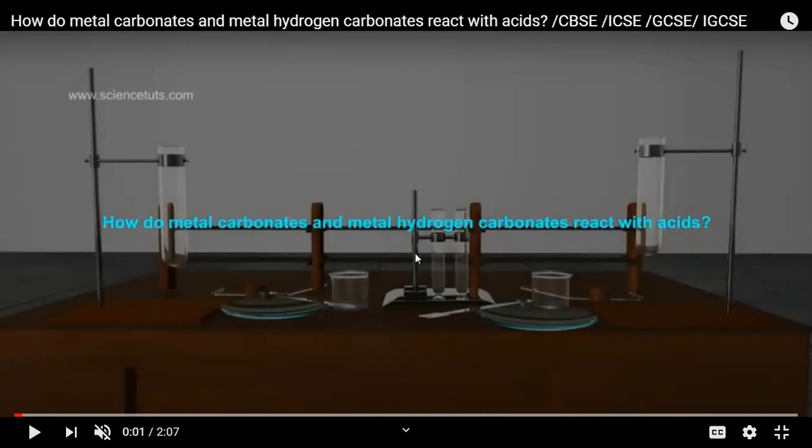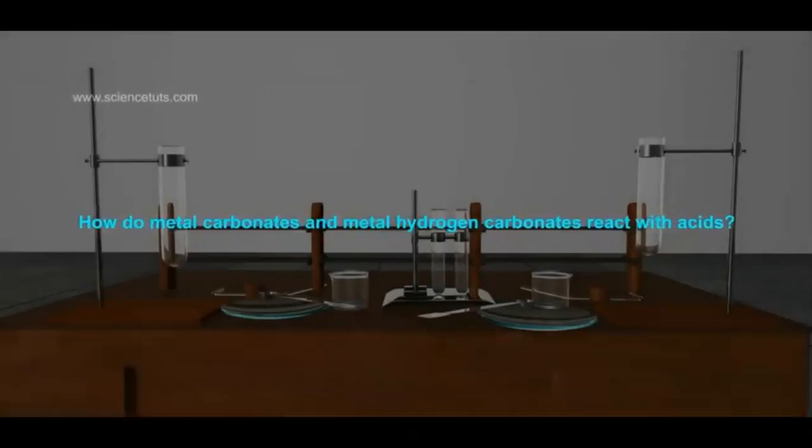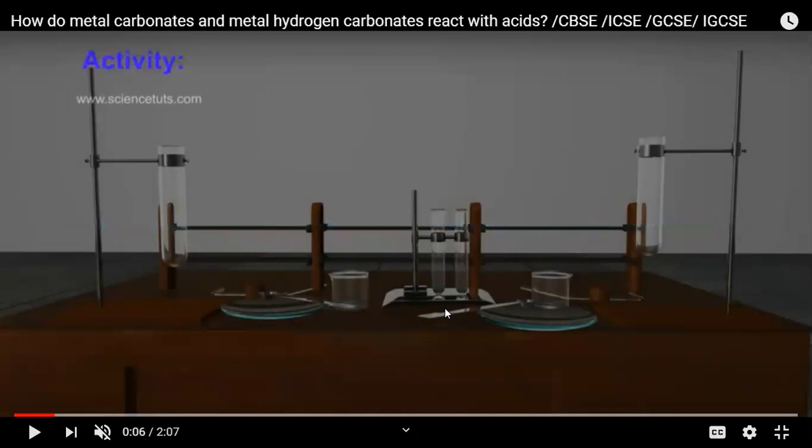I have taken a watch glass, as you can see. I have taken a test tube, and I have taken a test tube stand. This is the test tube, and this is the watch glass.